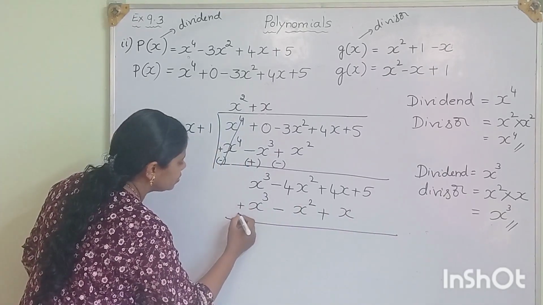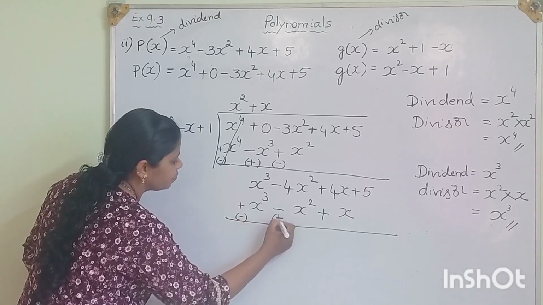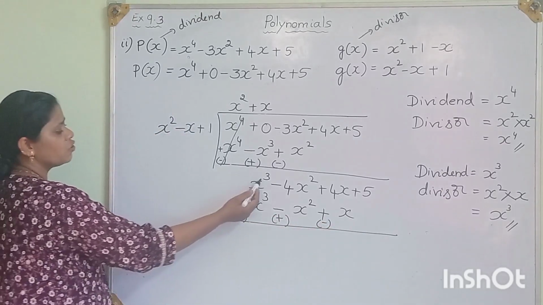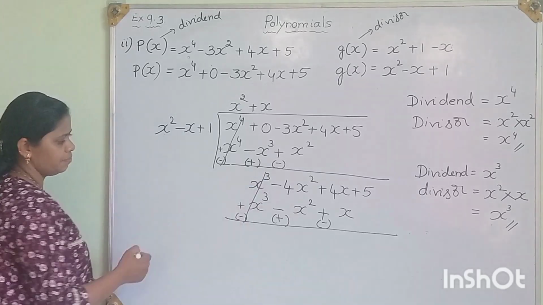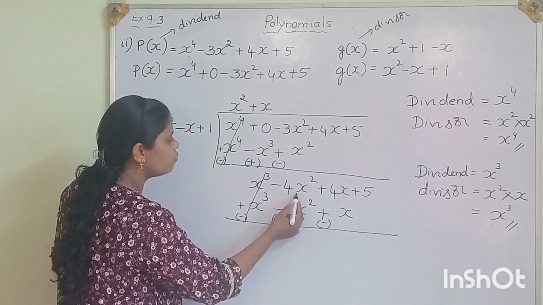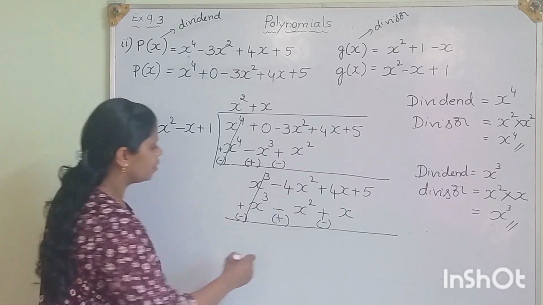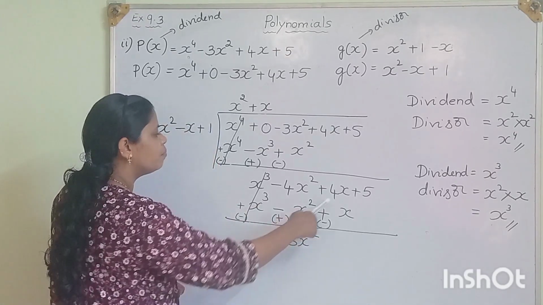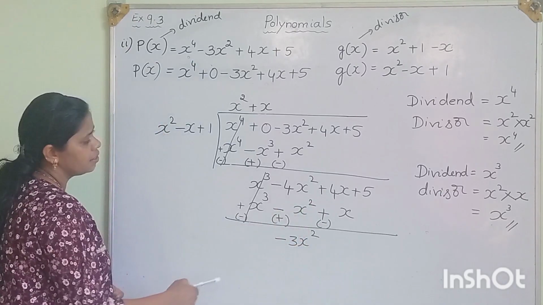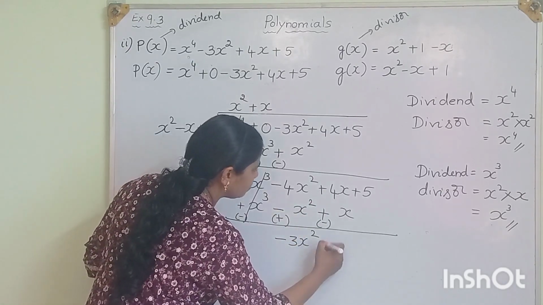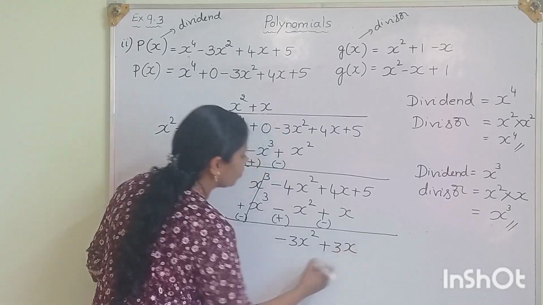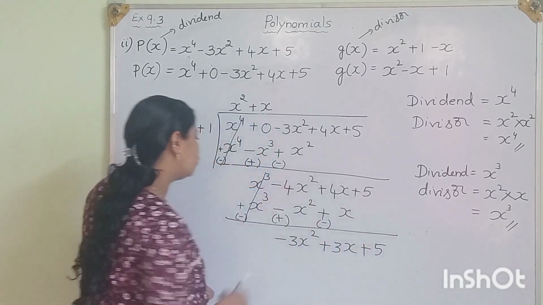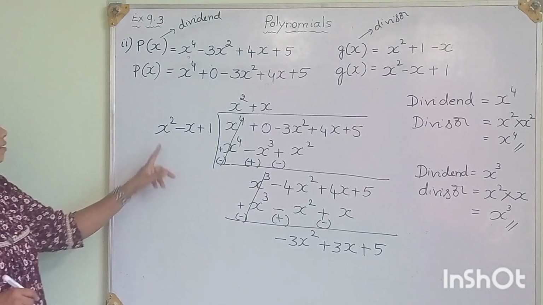Now to subtract, change the sign. Plus x cube minus x cube, it will get cancelled. Now minus 4x square plus x square is what? Minus 3x square. Then plus 4x minus x is what? Plus 3x. Plus 5. Okay.